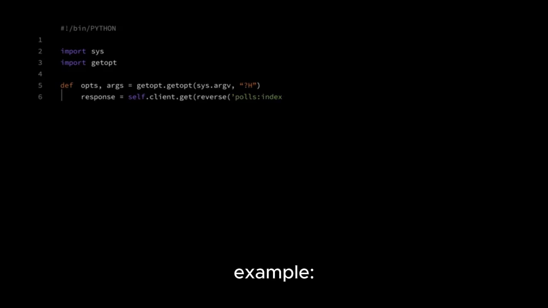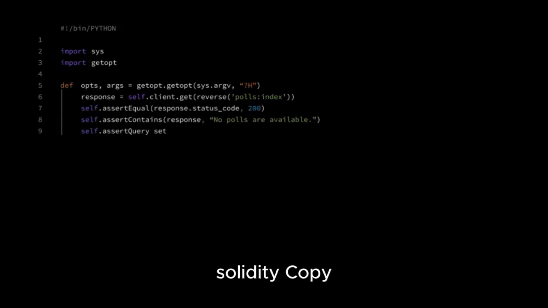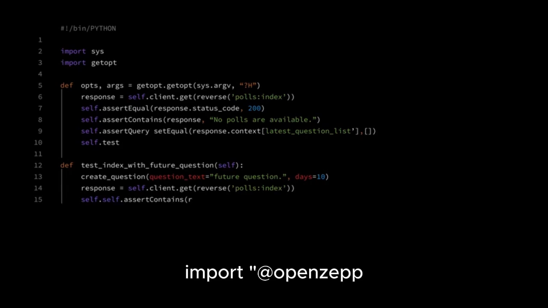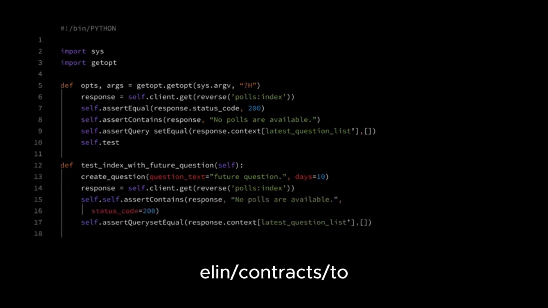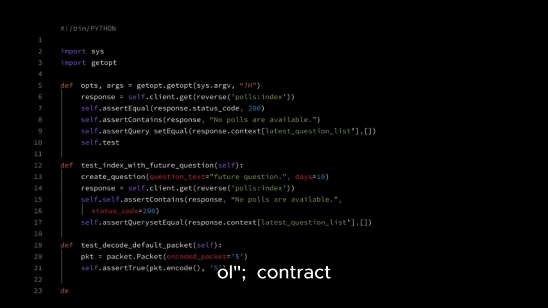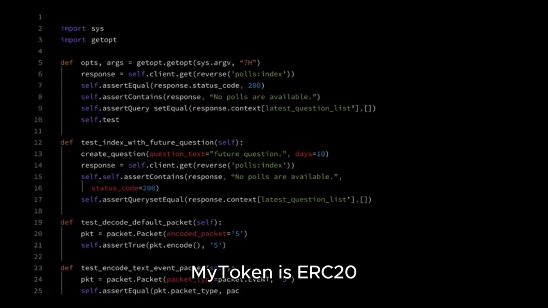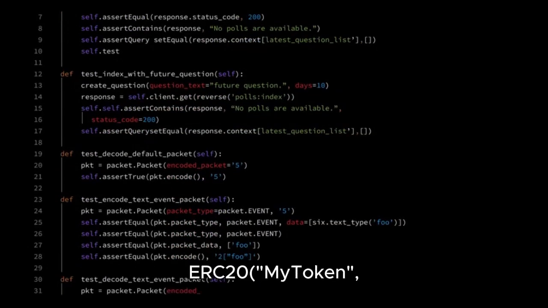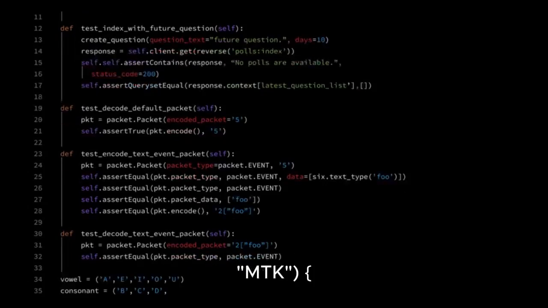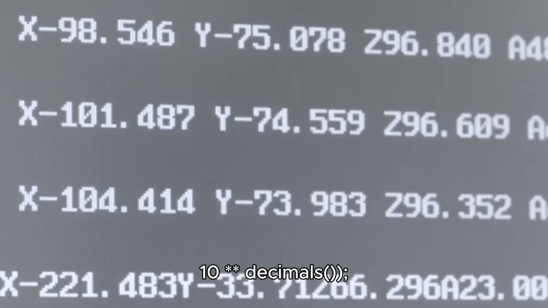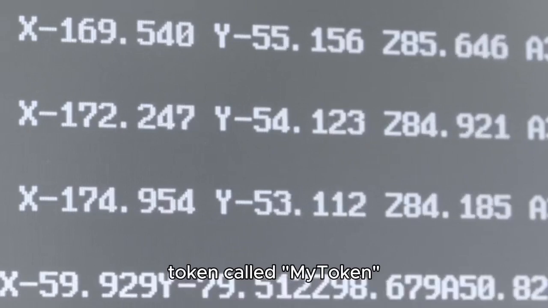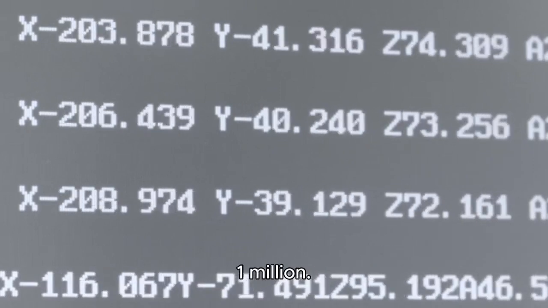Here's a simplified example. Solidity. Copy code. pragma solidity ^0.8.0; import "@openzeppelin/contracts/token/ERC20/ERC20.sol"; contract MyToken is ERC20 { constructor() ERC20("MyToken", "MTK") { _mint(msg.sender, 1000000 * 10 ** decimals()); } } This code creates a token called MyToken with a total supply of 1 million.